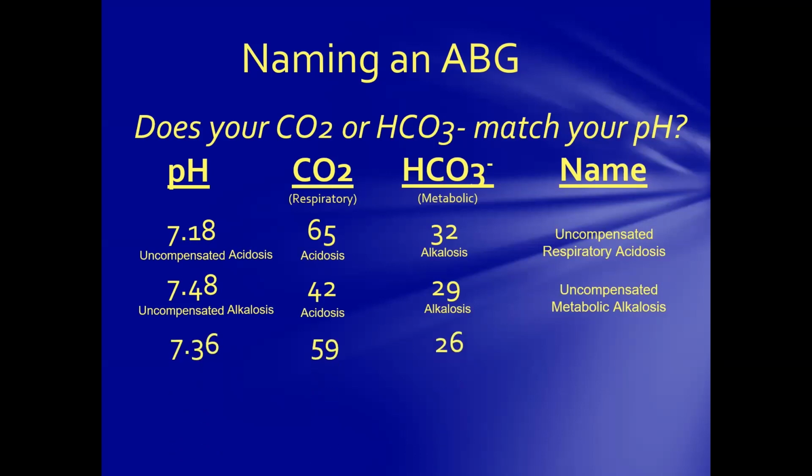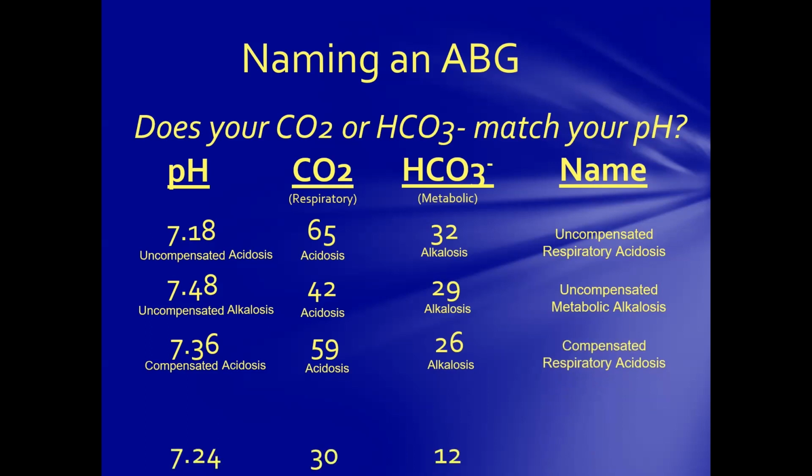With a pH of 7.36, your first name is compensated and your last name is acidosis. Your CO2 of 59 is going to be acidosis, and your bicarb of 26 is going to be alkalosis. Therefore, your full baby name is going to be compensated respiratory acidosis.